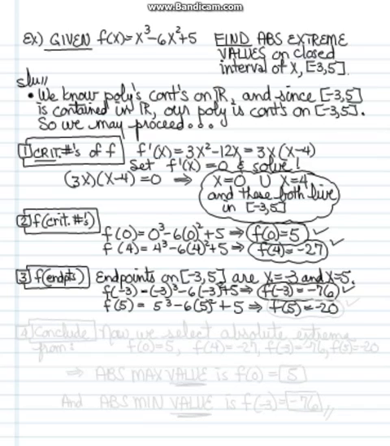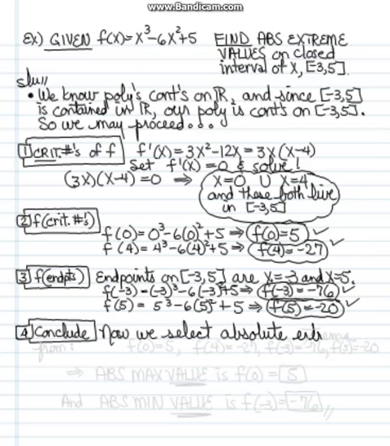Now we can make the following conclusion because this function was continuous on our closed interval. The conclusion is we can now select our absolute extremes from f of 0, which is 5, f of 4, which is -27, f of -3, which is -76, and f of 5, which is -20.